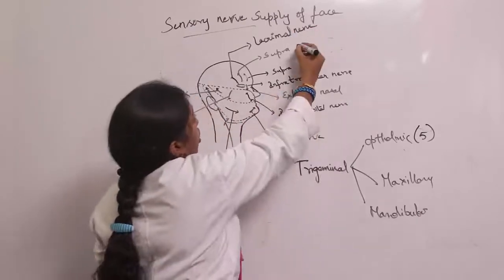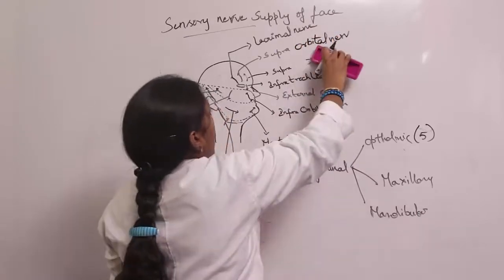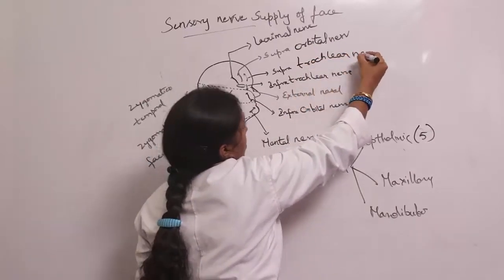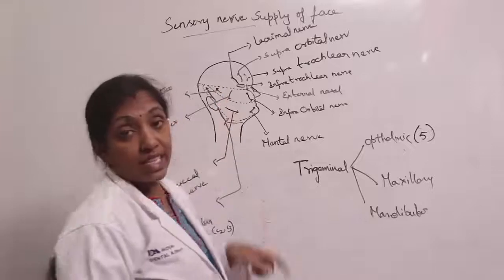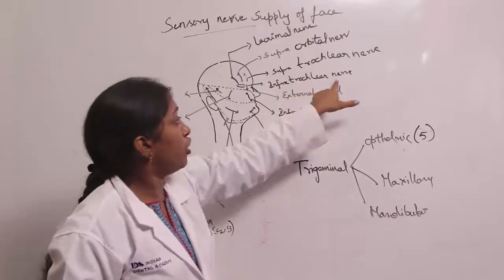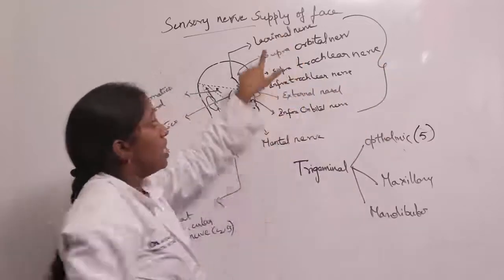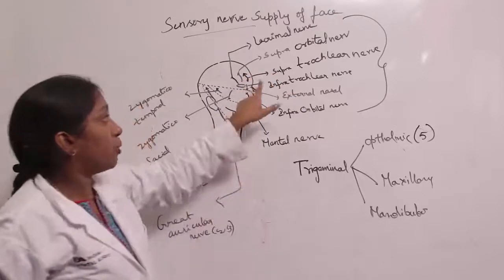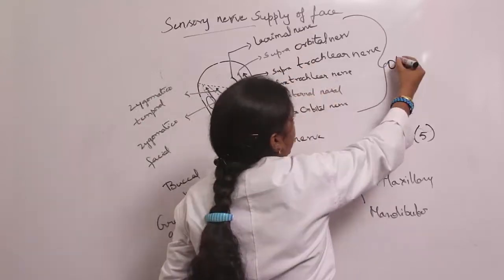So the next one is the supraorbital nerve, and this is the supratrochlear nerve. So the ophthalmic division of the trigeminal nerve gives 5 sensory branches on the face: lacrimal nerve, supraorbital nerve, supratrochlear nerve, infratrochlear nerve, and external nasal. Here is the supratrochlear nerve, which is medial to the supraorbital nerve. These are the 5 branches from the ophthalmic division of the trigeminal nerve.